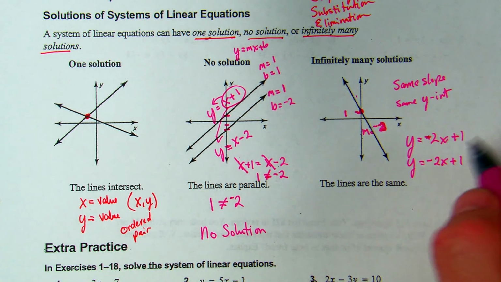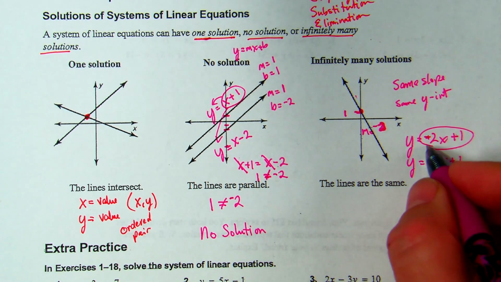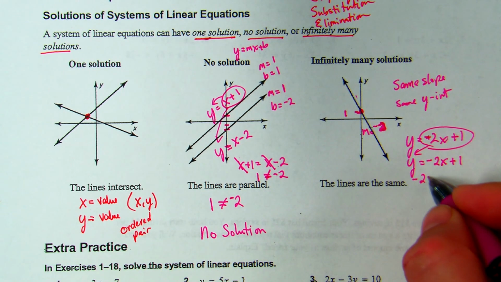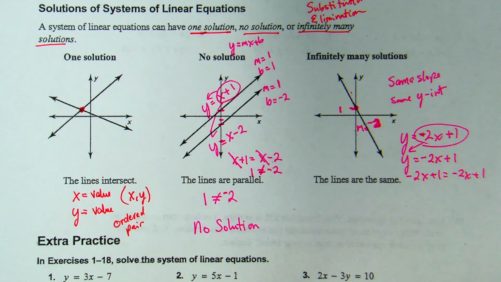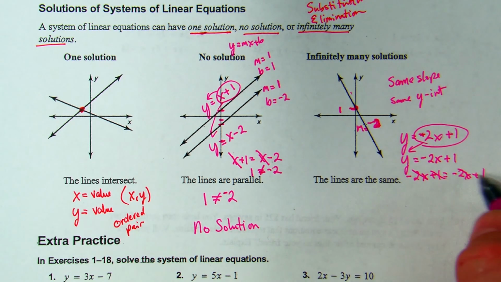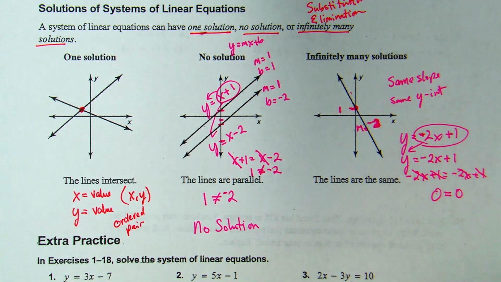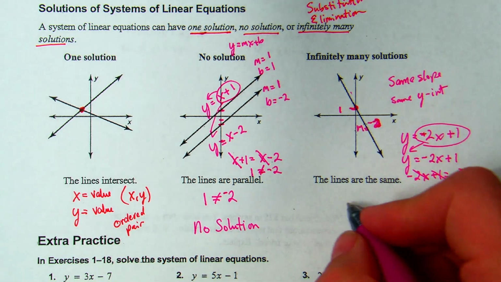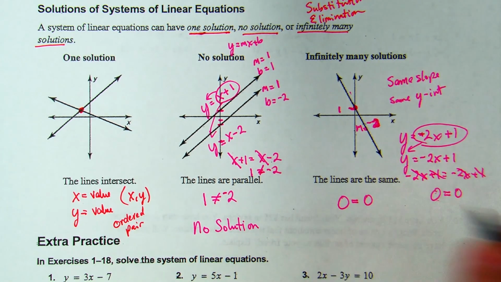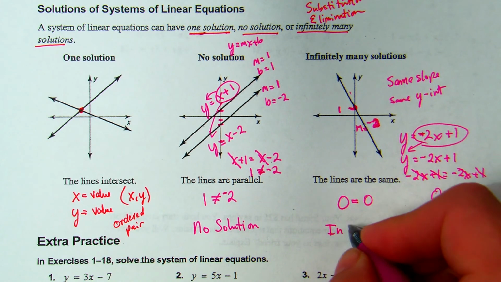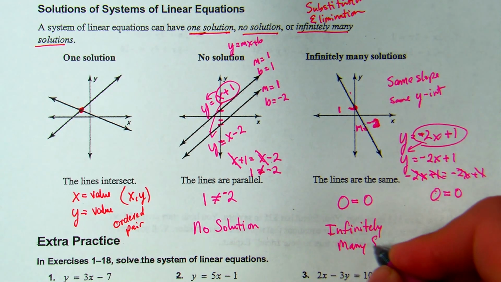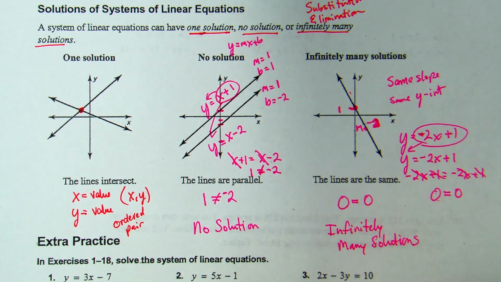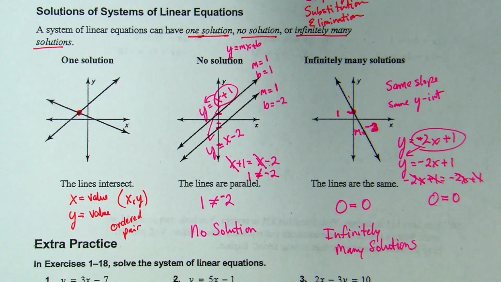Again, just for simplification of demonstration here, I'm going to take that whole thing and substitute it in. I'm going to end up with negative 2x plus 1 equals negative 2x plus 1. And what's going to happen here is everything's just going to cancel, and I'm going to have 0 equal to 0. And that's what we're looking for. If we end up with 0 equals 0, we're going to have infinitely many solutions.